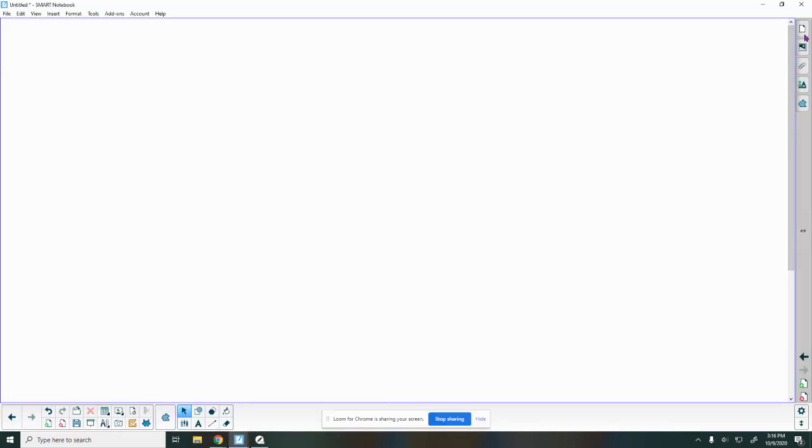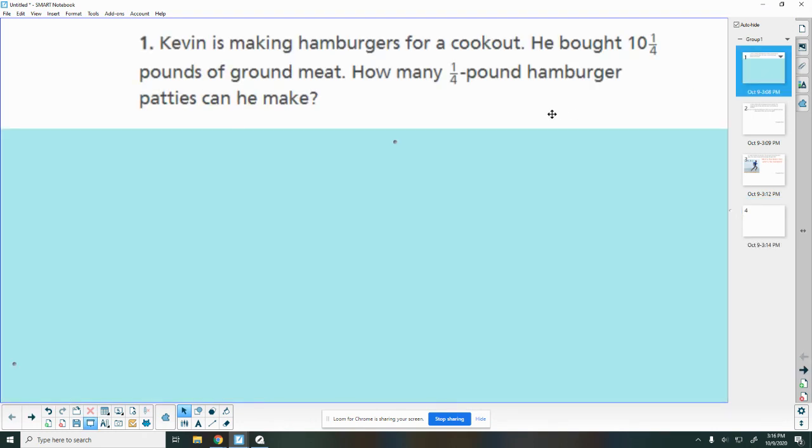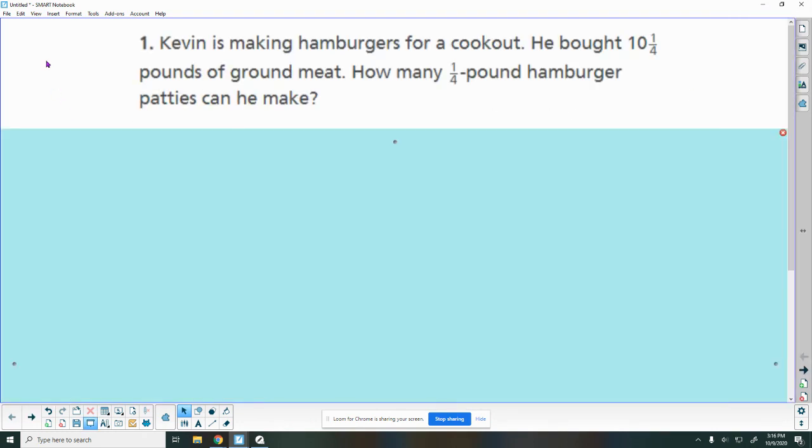So I'm going to flip us over to this page right here, so we have room to think and write. If you don't have a pencil and a paper, make sure you pause and go get one so you can do this work with me. So we know how much Kevin has, which is 10 1/4. And he wants to see how many 1/4 pound groups he can make out of 10 1/4.